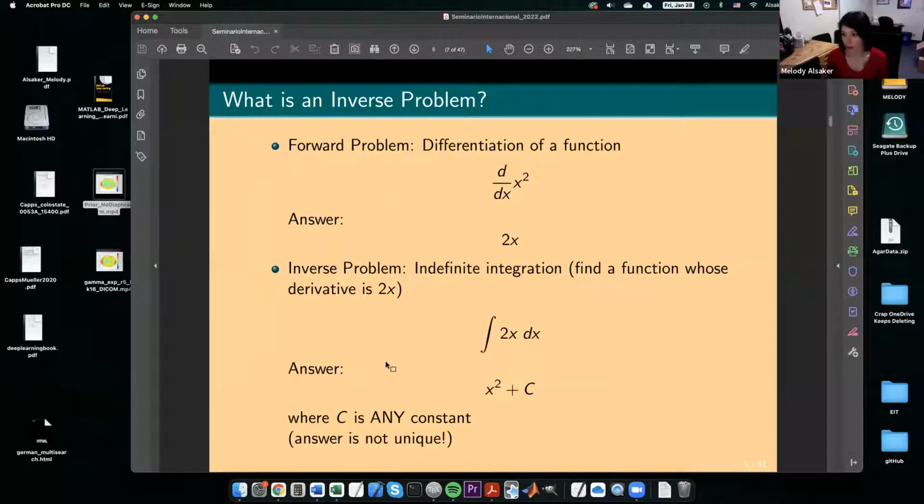And of course, another simple example that we're all familiar with, a forward problem is differentiation. You have a function, you take its derivative. The inverse problem is indefinite integration, or anti-differentiation. And we all know that when you take the indefinite integral of a function, you get this plus c on the end because the answer is not unique, right? Again, we don't have that uniqueness that we have with the forward problem. So it's less nice somehow. It's a harder problem.